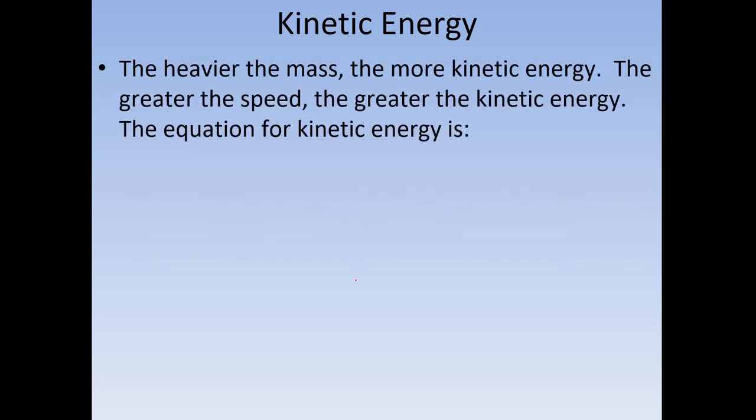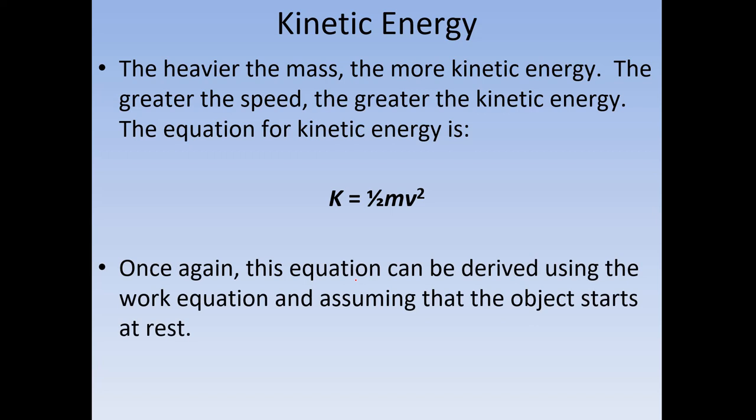So the equation we have for kinetic energy is one half m v squared. Interestingly enough, this equation can also be derived using the work equation. So what we can do is assume the case where I'm applying work to an object in order to speed it up, and we're doing this horizontally. Once again, work is going to be equal to force times distance. Now, our very major equation for force is mass times acceleration.